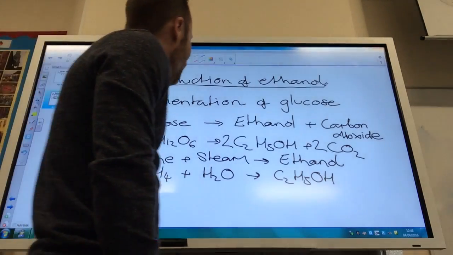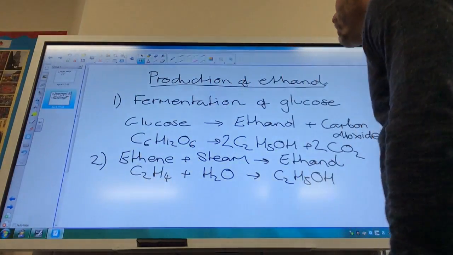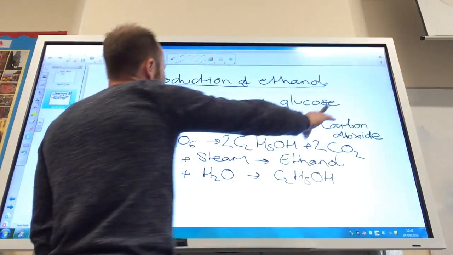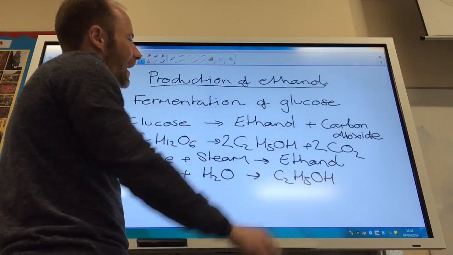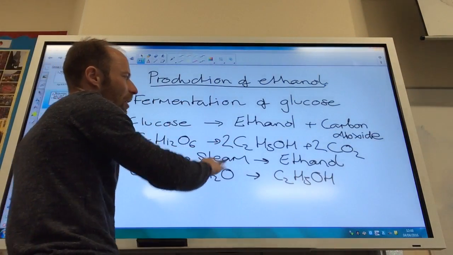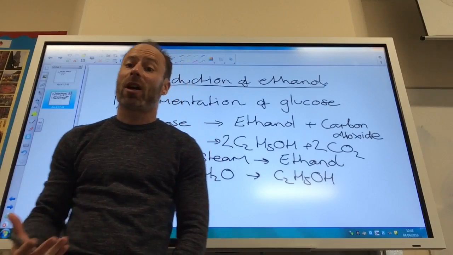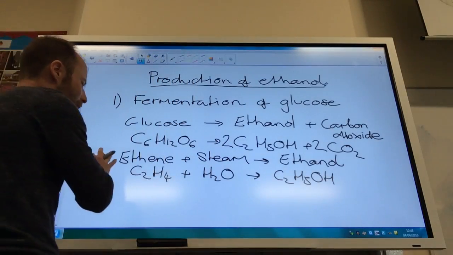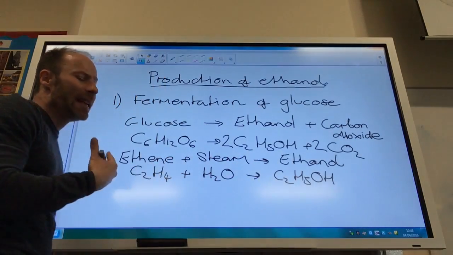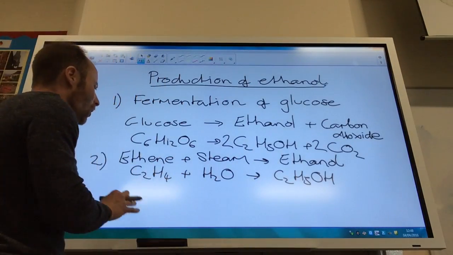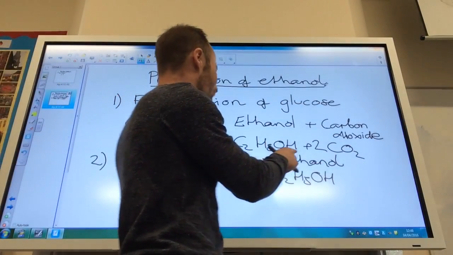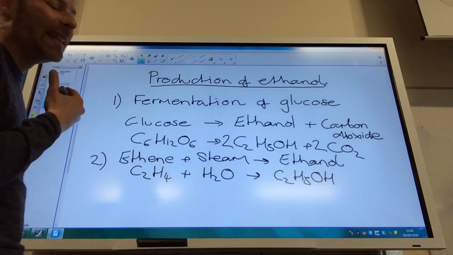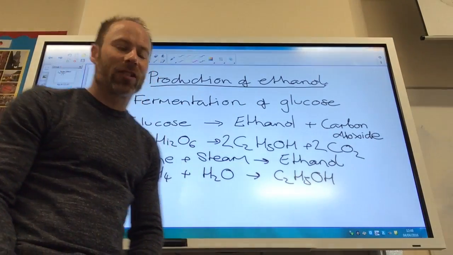Okay, so we left the end of last term looking at the production of ethanol, and we were looking in more detail at the fermentation of glucose, and we looked at how the ethanol produced this way can be used as a biofuel and whether it's carbon neutral or not, and we went through some equations. And then we briefly looked at the industrial production of ethanol, which is taking ethene with steam to make ethanol by this equation. And we need an acid catalyst for that reaction to work.